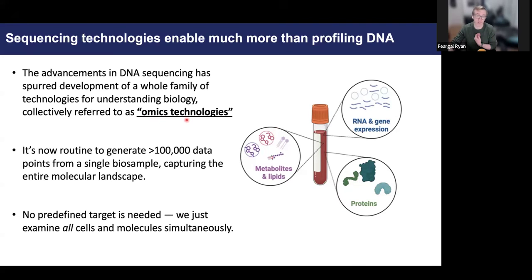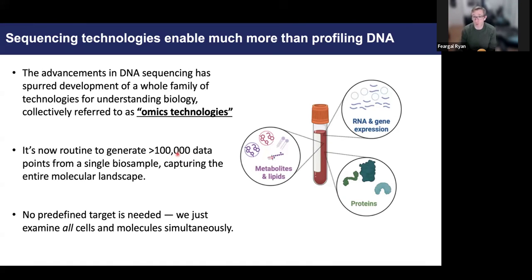What this means is that for someone like me, it's now pretty routine to generate something like 100,000 data points from one biosample. In a single study, for example, we had a study published earlier this year looking at the gut microbiome and immune development in babies over the first months of life. For each baby, we had multiple samples. So that was that number of data points times the number of babies times the number of time points. The data gets really, really big.